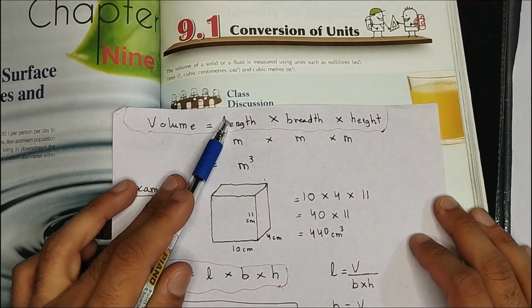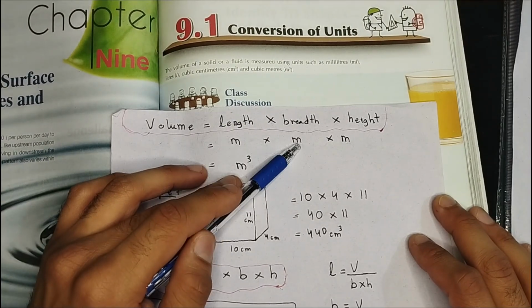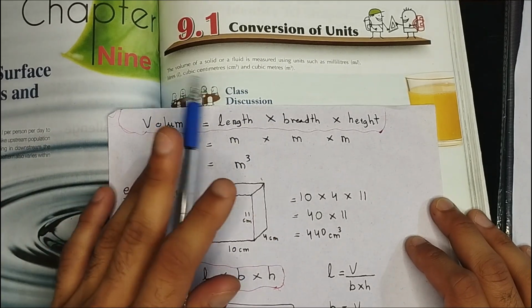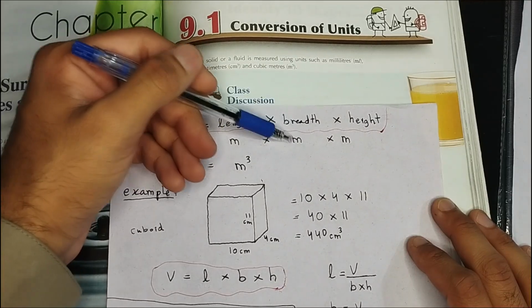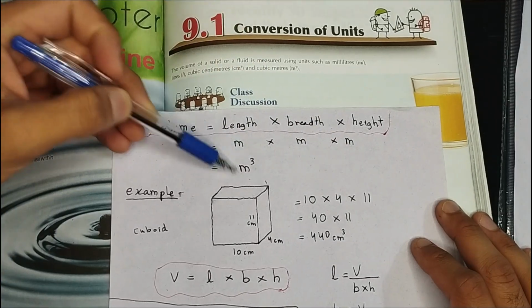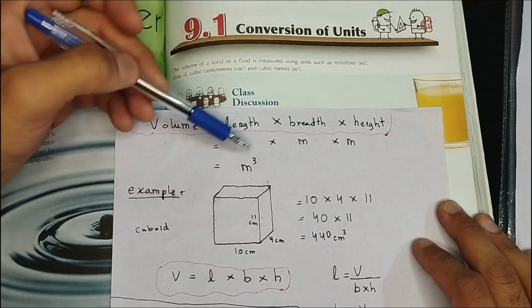What is length measured in? Length is measured in meters. What is breadth measured in? Breadth is also measured in meters. Basically, I'm talking about the unit; it can also be measured in centimeters. But right now, if length is measured in meters, we can replace it with an m. Breadth is also replaced with an m, height is also replaced with an m. And that's why the unit of volume is going to be meter cube. m multiplied by m multiplied by m is meter cube.